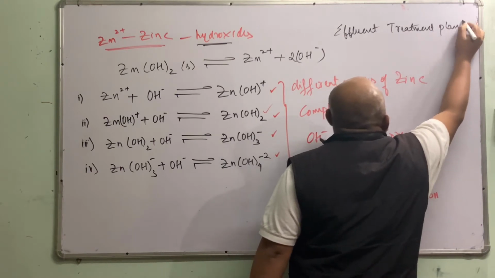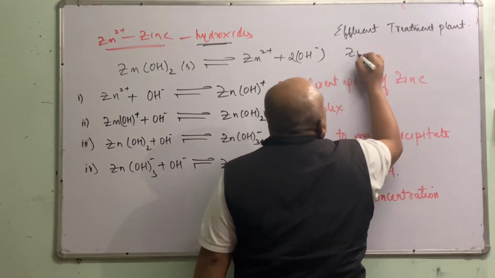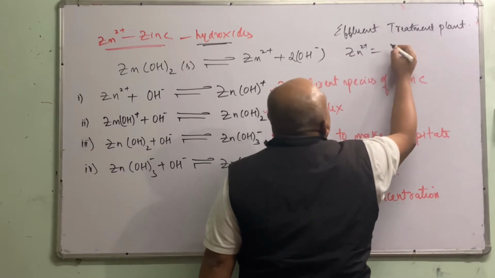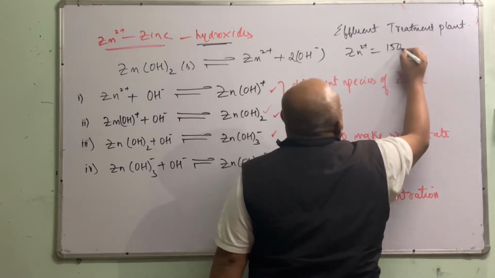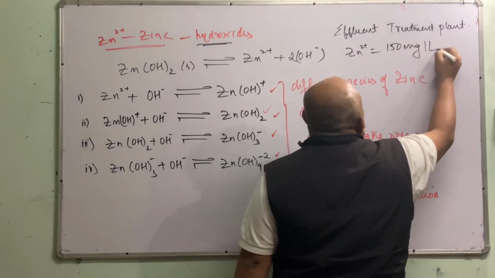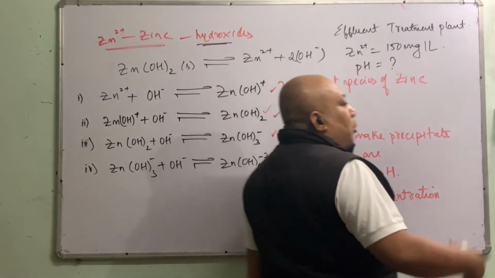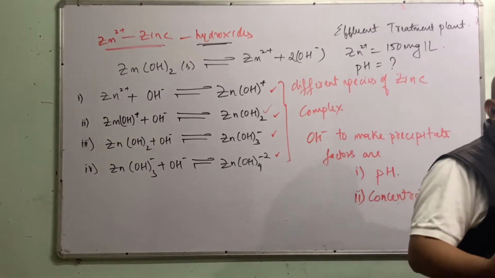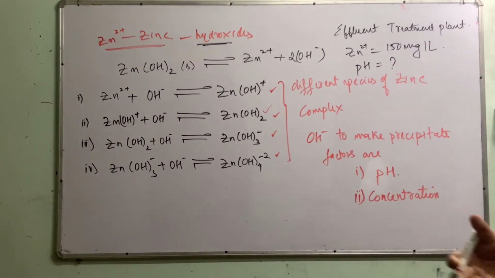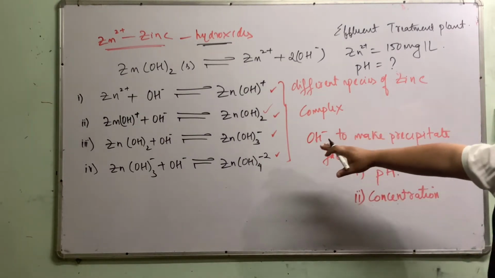And you may ask me, sir, my zinc in my wastewater is around 150 milligram per liter. So what pH should I maintain? How much hydroxide should I maintain so that all this soluble zinc I can precipitate it out? That's the thing we are going to study over here. I'm doing the example for zinc.